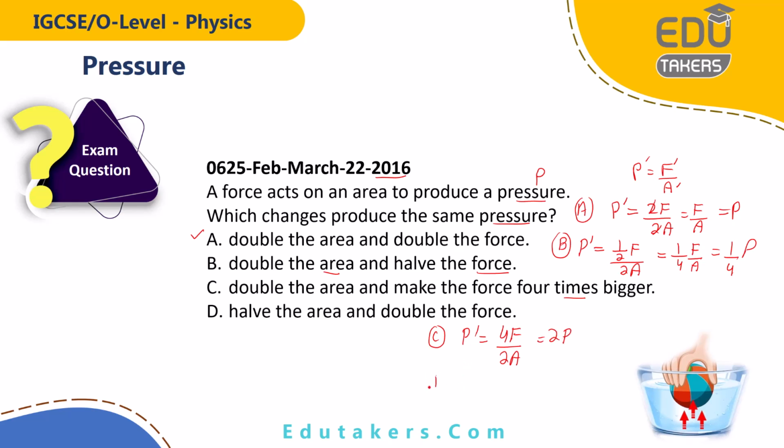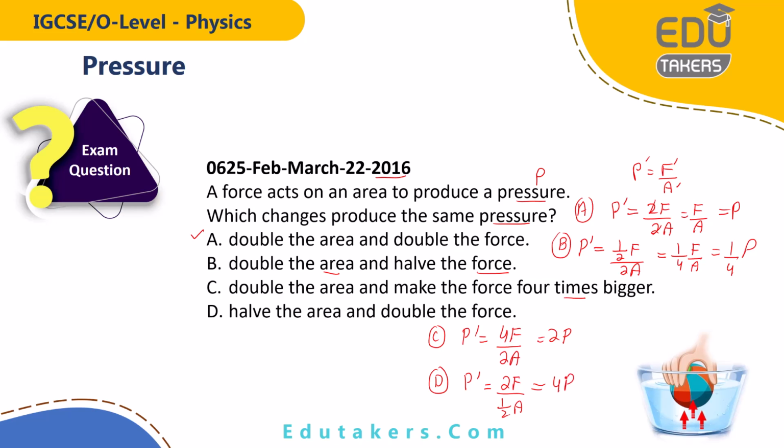In D, here the area is half, but the force is double. So let's write here P prime is equal to, the force is double, here is 2F, divided by 1 over 2A because the area is half. When you solve this, it comes to be 4 times the previous pressure. So in this case, the pressure becomes 4 times.